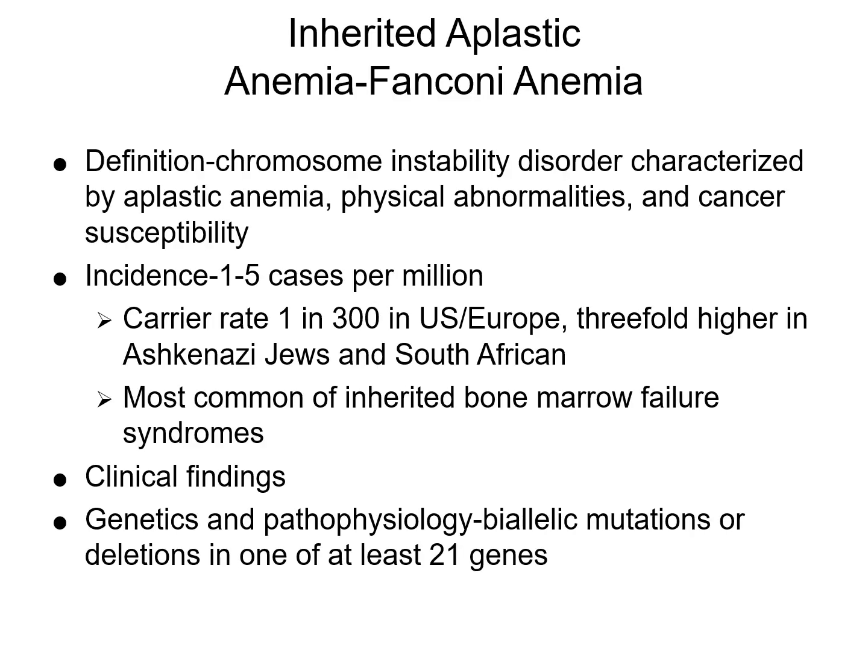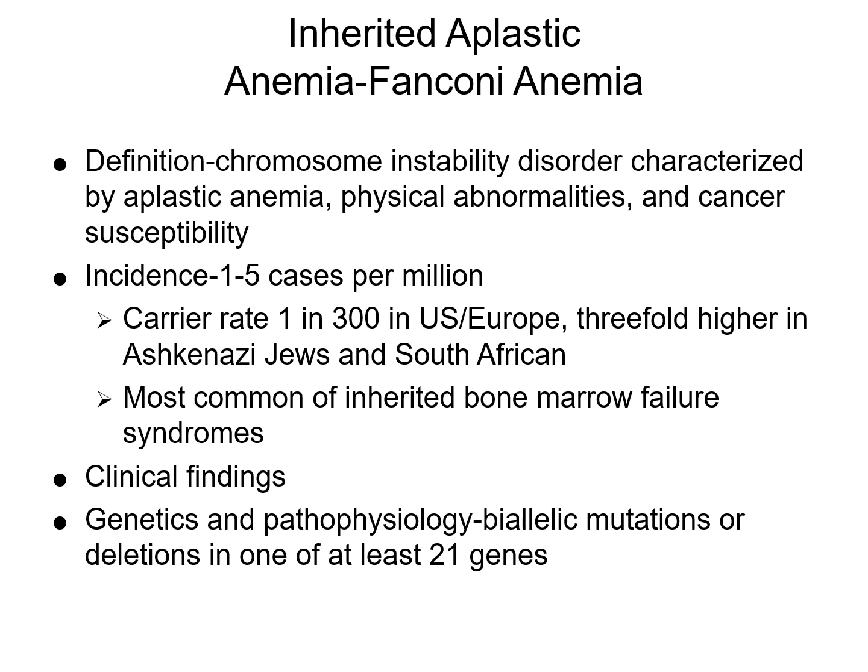All right, so we go on to inherited aplastic anemia. The first one is Fanconi anemia. By definition, Fanconi anemia is a chromosome instability disorder. It is characterized by aplastic anemia, congenital physical abnormalities, and increased susceptibility to cancer, especially acute myeloid leukemia and squamous cell carcinoma. It is the most common inherited bone marrow failure syndrome.